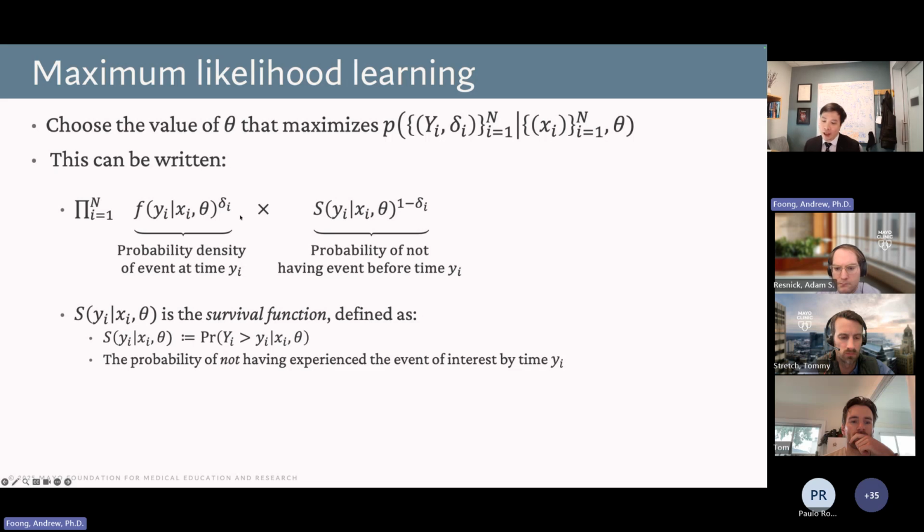So what does that mean? If delta i equals 1, then this is just raised to the power of 1. So you just get the normal factor. And that makes sense. If delta i is 1, that means you've observed the event. So you get a term that corresponds to the event observation at that time.